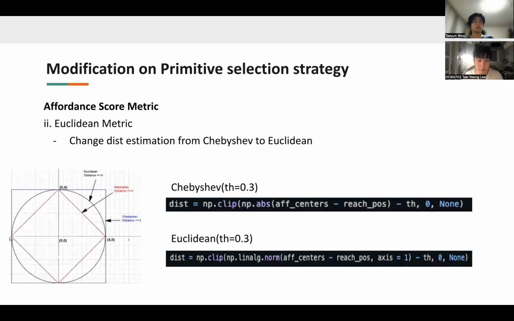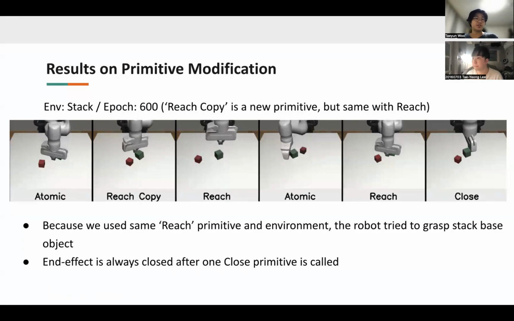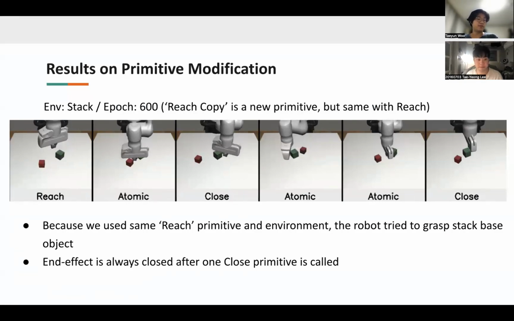The second one is about the score metric. The experiment was conducted on the stack environment by changing the metric in the second approach, which is Euclidean. And this is our result. As a result, we failed to change the primitive modification.